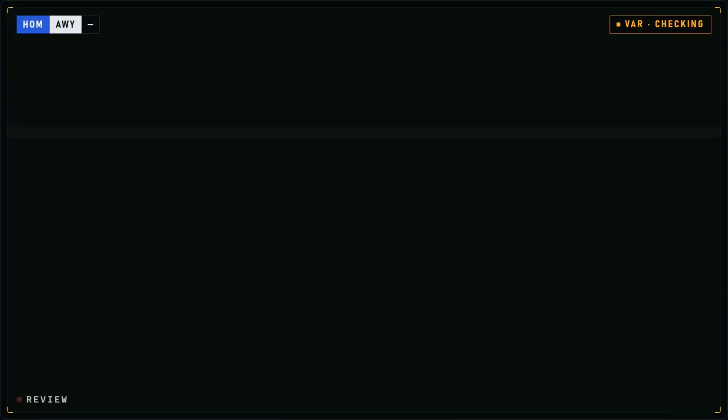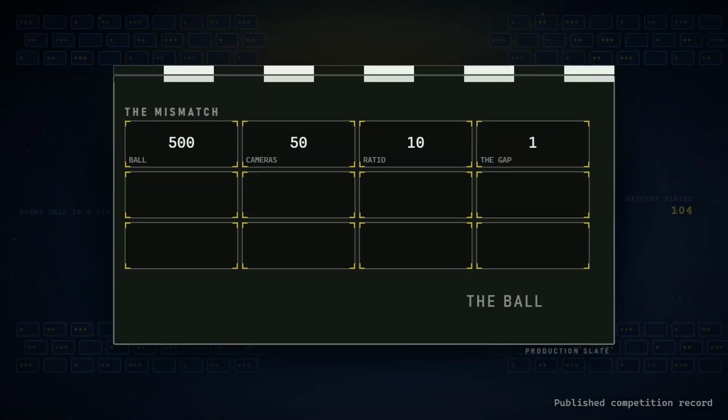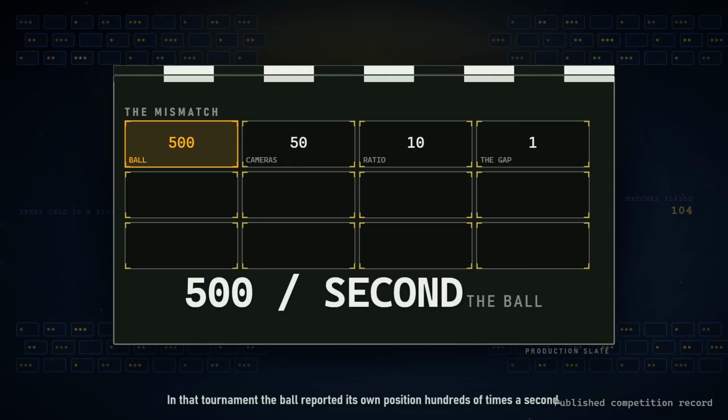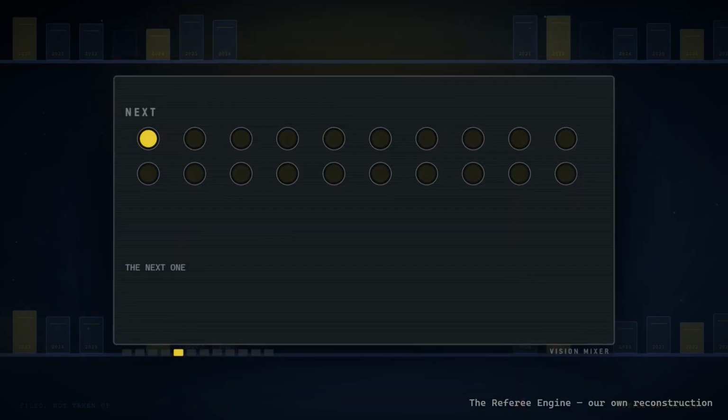And the next time a machine decides whether it can see daylight, we will be here, measuring the gap. Because in the tournament you just watched, the ball reported its own position hundreds of times a second, and the cameras watching the players ran at 50. That gap is the next one.